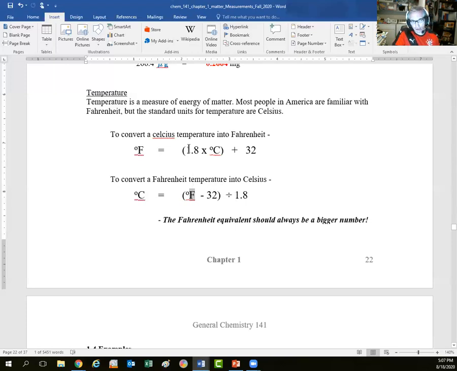Now, in your version of the notes, you might have 9/5 or 5/9. I've just simplified it by using the decimal number each time. So for Celsius, take that initial Fahrenheit value and now subtract 32 first and then divide by 1.8 instead of multiplying by 1.8. And that will give you the Celsius equivalent. Keep in mind that the Fahrenheit should be the bigger of the two values. If your Celsius value is bigger, something's gone wrong, probably.